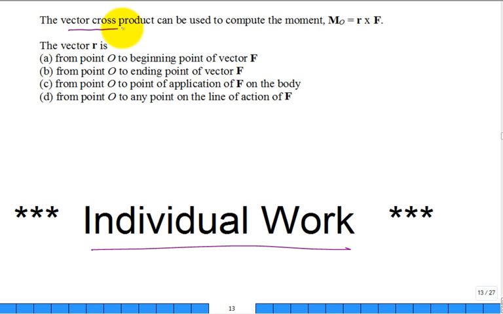The vector cross product can be used to compute the moment. Here it is, moment of a force about point O. When this is R and that's F, the vector R is, and I get to give you a multiple choice. Is it from O to the beginning point of the vector F, O to the ending point of vector F, O to the point of application of F on the body, or from O to any point on the line of application of F?